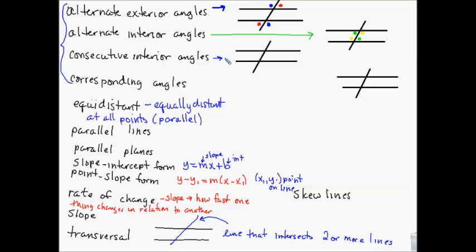Consecutive interior angles are on the same side of the transversal. So these are consecutive, or these are consecutive. And then you have corresponding angles. Now corresponding angles are in the same position. So this one and this one, they're in the same position. This one and this one. This one and this one. And this one and this one. So if you make this like a four square, and this is a four square, they're in the same square. Does that make sense?